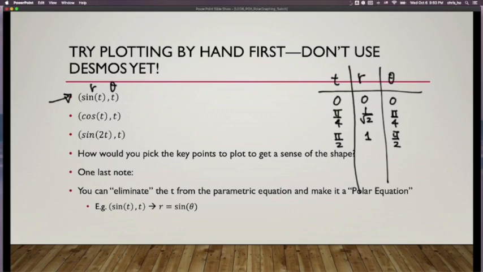Okay, and let's keep going. So I have 3 pi over 4. And at 3 pi over 4, sine is going to still be positive. So it's going to be 1 over root 2. And the angle is now 3 pi over 4. And let's go to pi. Sine of pi is going to be 0. And theta is equal to pi. Okay, let's see if this gives us enough of a clue of what this shape is going to look like.